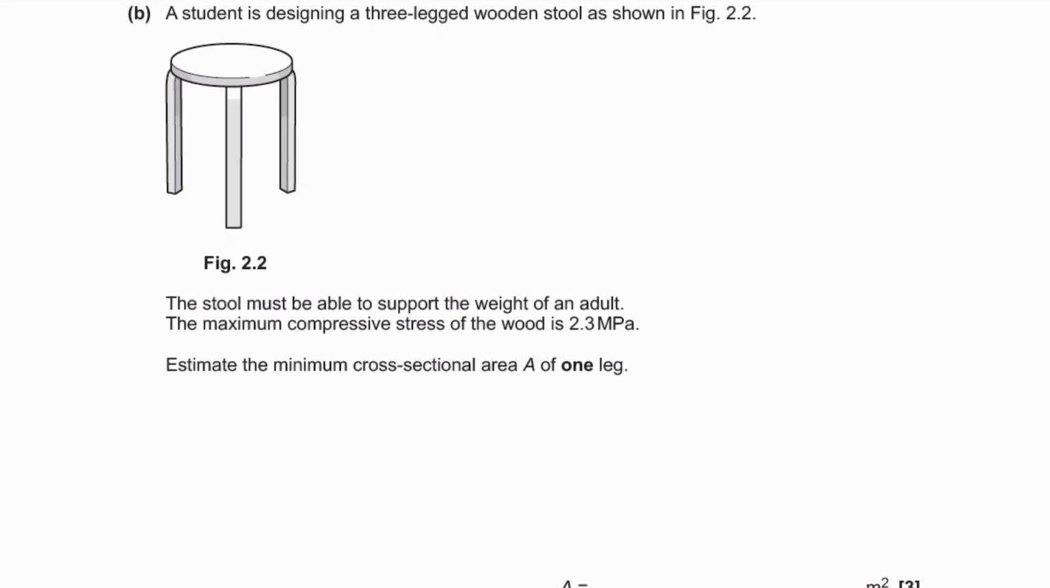A student is designing a 3-legged wooden stool, as shown in figure 2.2. The stool must be able to support the weight of an adult, so heavy adults are above 100 kilos, let's just say the max is around 150. The maximum compressive stress of the wood is 2.3 megapascals. Estimate the minimum cross-sectional area of one leg.